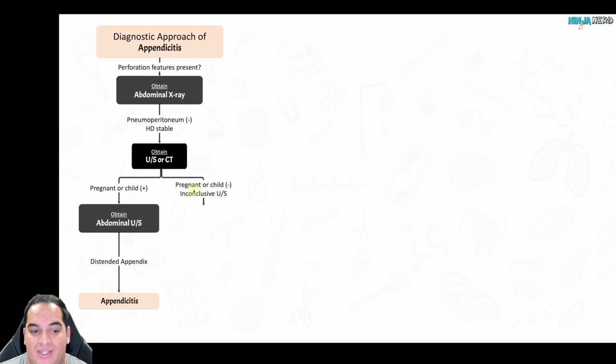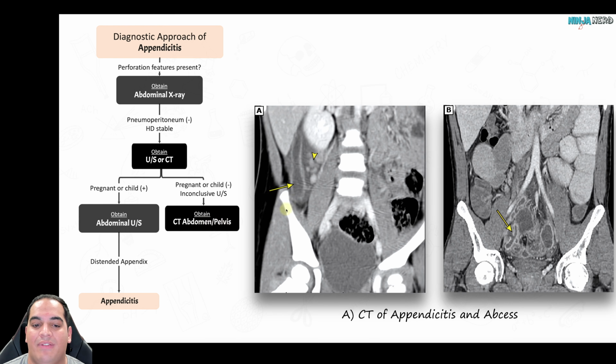If the patient is not pregnant, they are not a child, then I don't have the need to really push an abdominal ultrasound. I could get an abdominal CT scan. But the other thing is, if I got an ultrasound initially and it wasn't really conclusive, I can definitely get a CT scan. And these are pretty good because they're definitely going to be able to identify areas of a very distended and thickened appendix wall.